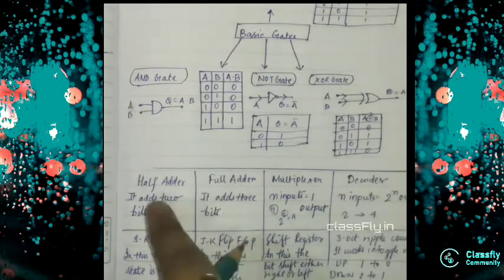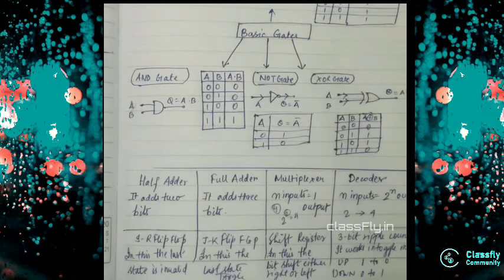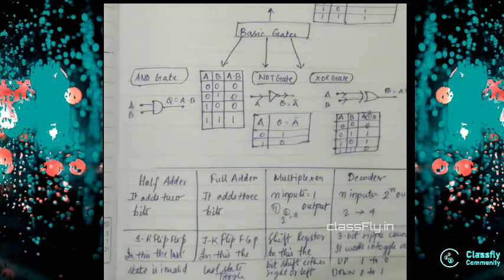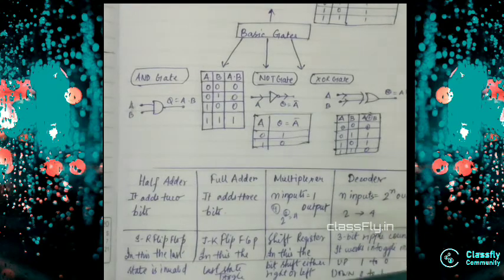Now all these were the combinational circuits, whereas now we will move on to our sequential circuits. Combinational circuits, you all know, depend only on the present input, but the sequential circuit also depends on the past input, the sequence of the past inputs.